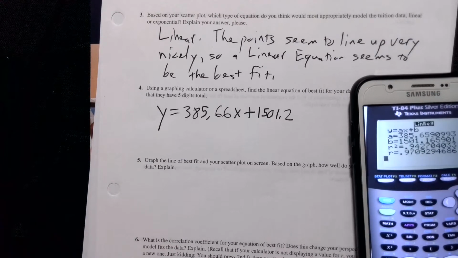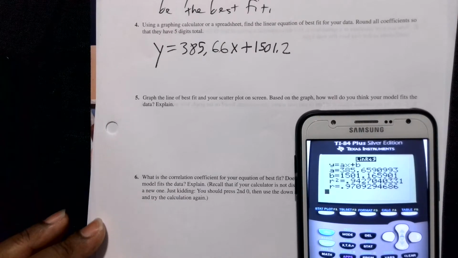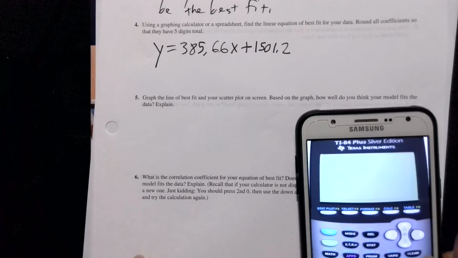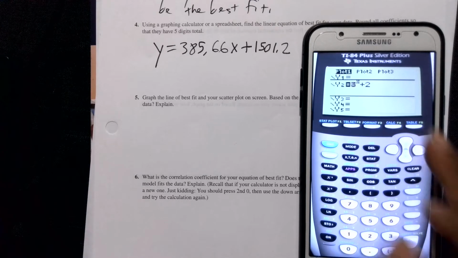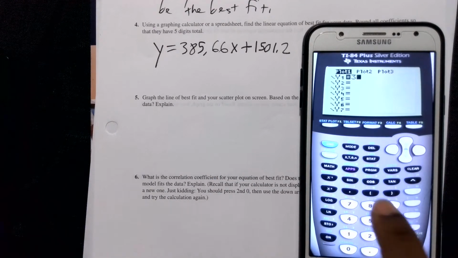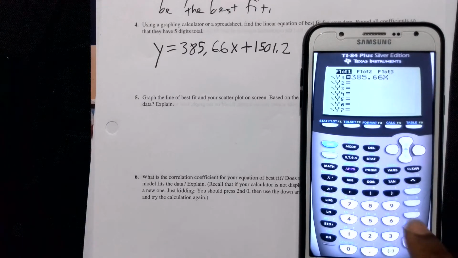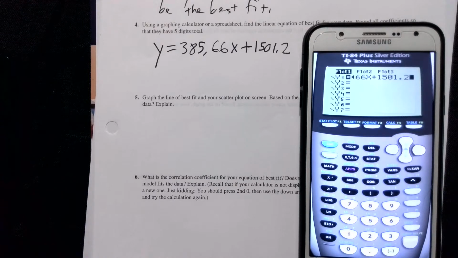Okay, now it says graph the line of best fit and your scatter plot on screen. Based on the graph, how well do you think your model fits the data? Okay, so now what we will have to do next, we will have to go to y equals, clear out anything we have in y equals, and type in the equation we have. We already have the y, so we'll do 385.66 and hit the X key, plus 1,501.2. And if you missed that, the X key is right next to the lime green alpha key.